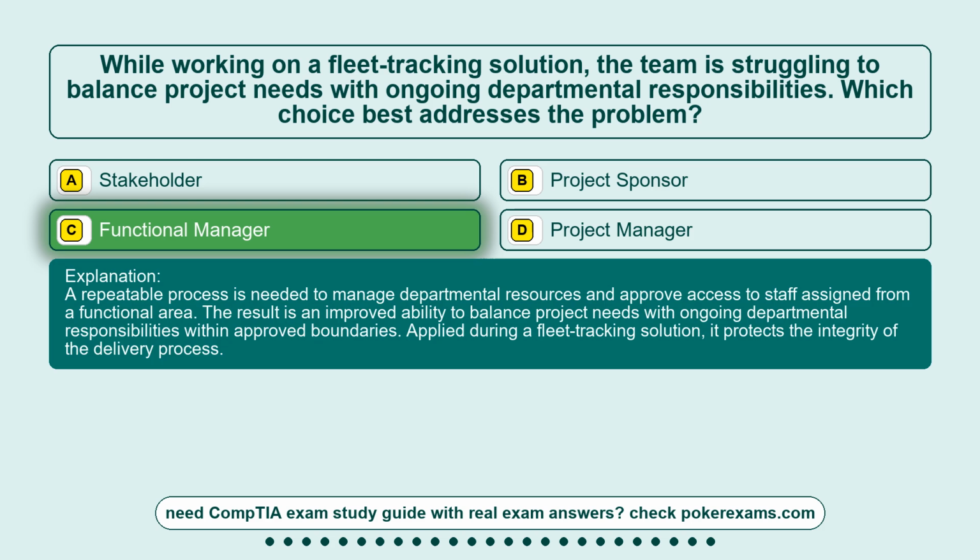A repeatable process is needed to manage departmental resources and approve access to staff assigned from a functional area. The result is an improved ability to balance project needs with ongoing departmental responsibilities within approved boundaries. Applied during a fleet-tracking solution, it protects the integrity of the delivery process.